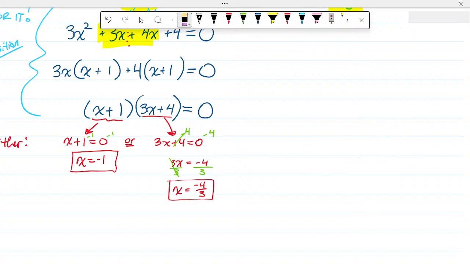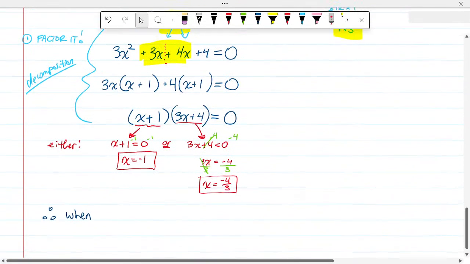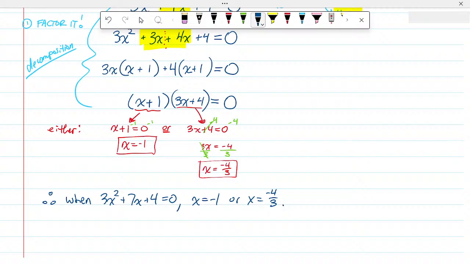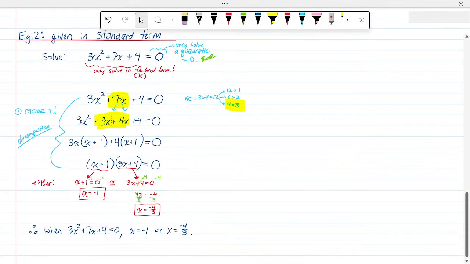How's that feel? And then let's answer the question. I mean, I know we have the answers, but let's still write them down. Therefore, what was the original equation? 3x squared plus 7x plus 4? When 3x squared plus 7x plus 4 equals 0, x equals negative 1, or x equals negative 4 over 3. Do you always have to write a full sentence like that? Not necessarily. Because it's the lesson, I think it's helpful for me to write it. Oh yeah, hold on one second.